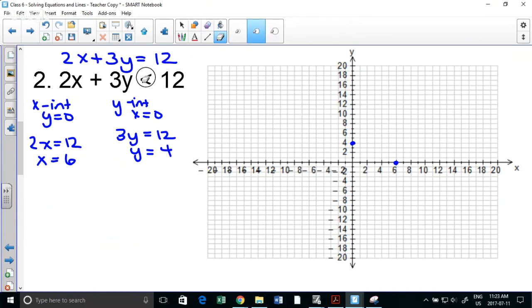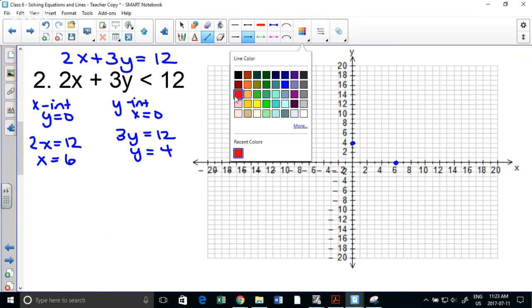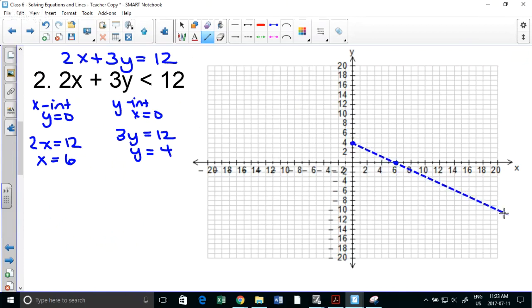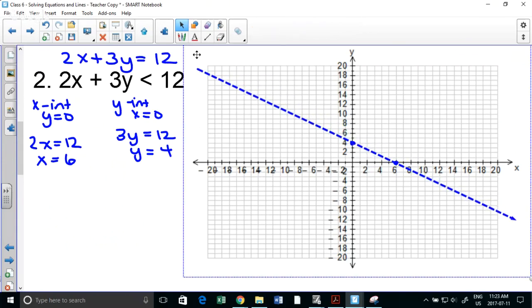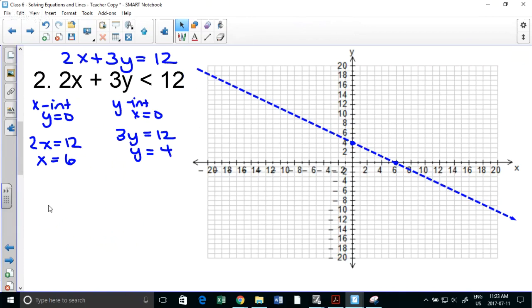Now I pay attention to the inequality because all I need is 2 points to graph the line. This is strictly less than, so my line needs to be dotted. Okay, so I'm going to connect these 2 points into a line. Once you have 2 points, you just sketch the line that passes through them.